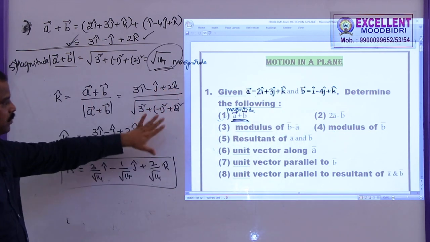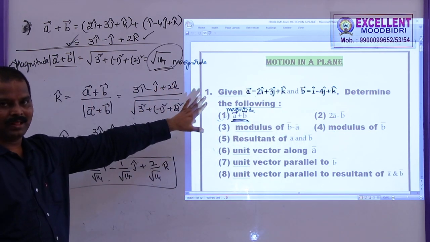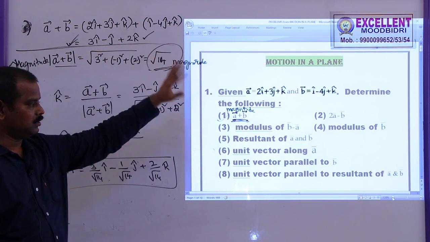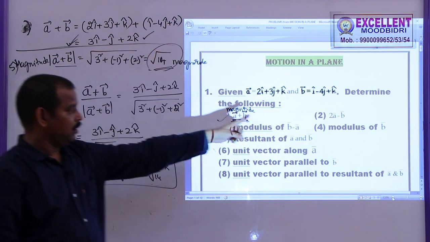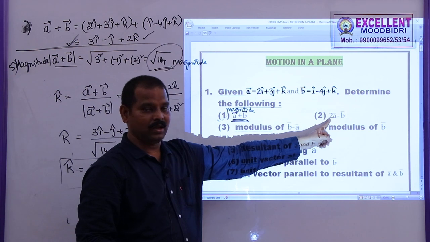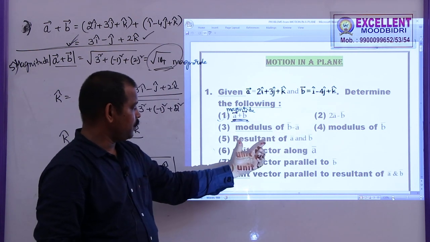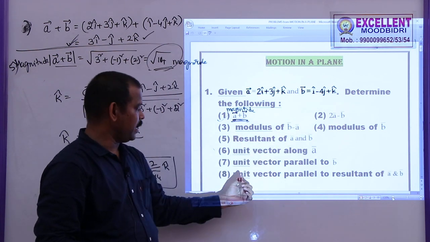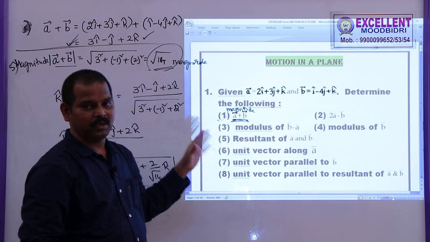So this is a problem which includes all the types of problems based on the resultant of two vectors, or multiplying a vector with a real number, or the magnitude of a vector, magnitude of two vectors when added, and a unit vector along a, b, like this.